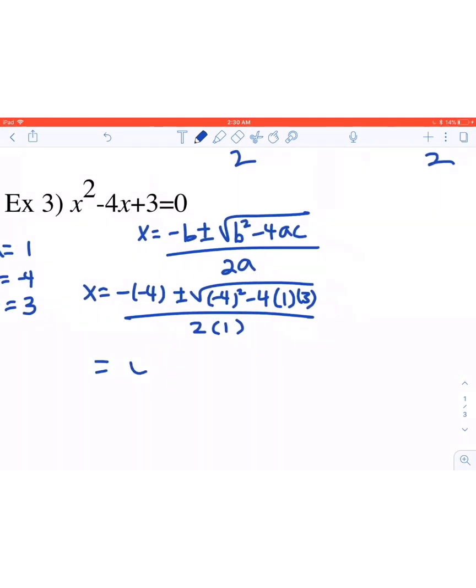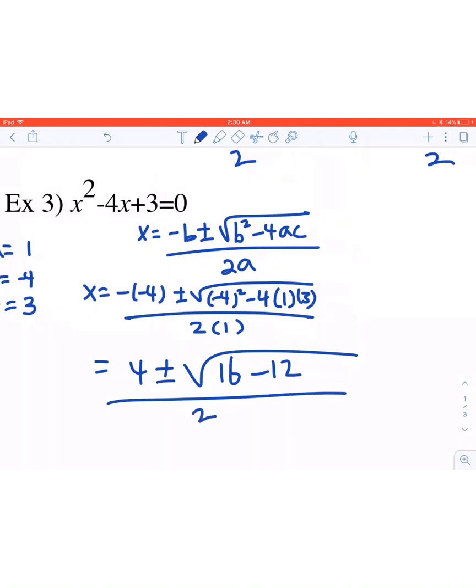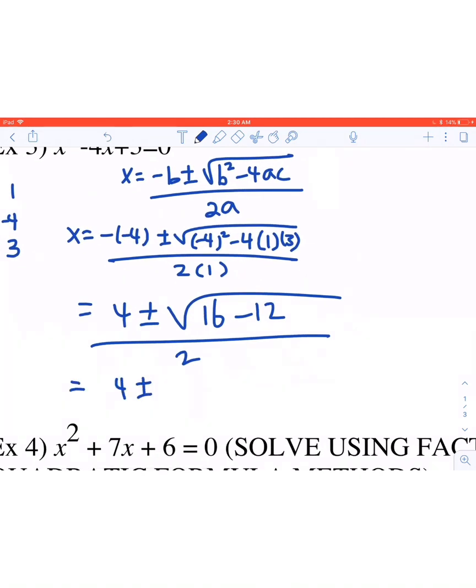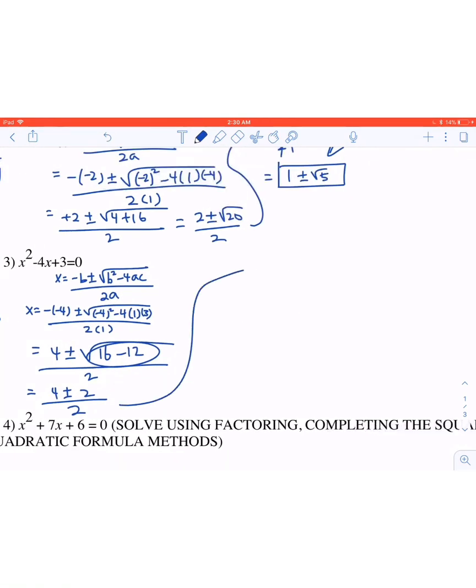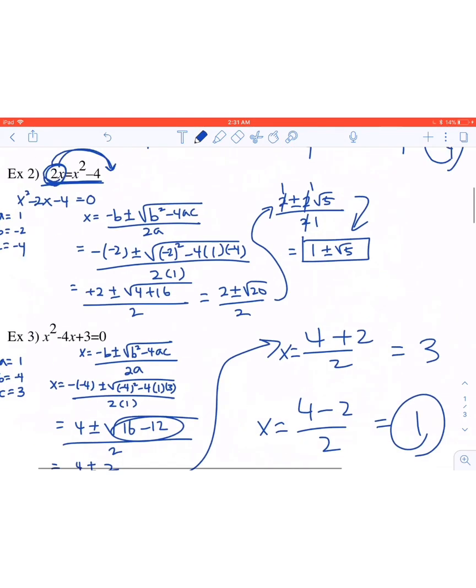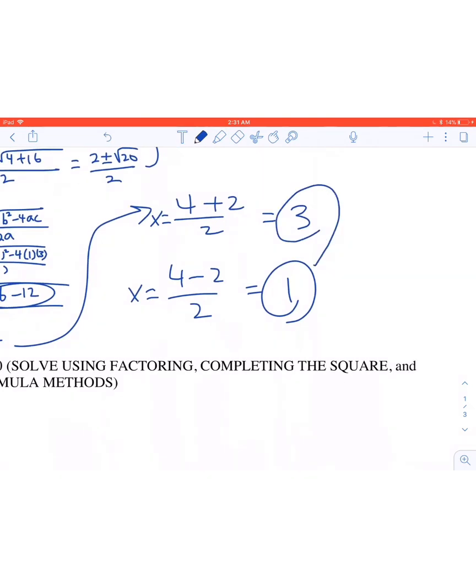Simplify that. So 4 plus or minus square root of 16 minus 12 all over 2. 4 plus or minus, so this is 4, so square root of 4 is 2, all over 2. So it would be either 4 plus 2 over 2 or 4 minus 2 over 2. If it was 4 plus 2 over 2, that would be 6 over 2, so it would be 3. Or 4 minus 2 is 2, so 2 over 2 is 1. So 3 and 1 are my solutions, my zeros. So x values are 3 and also 1.